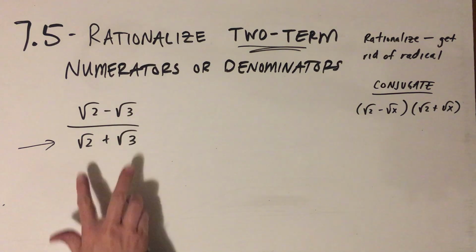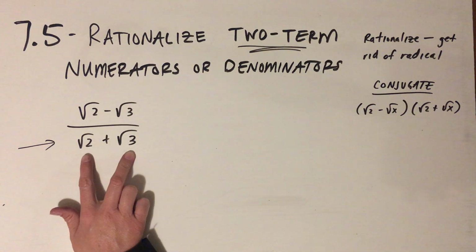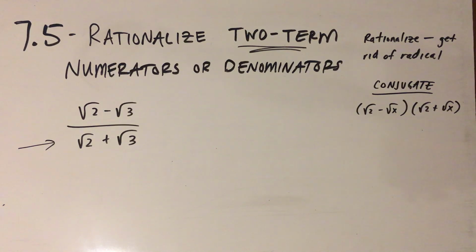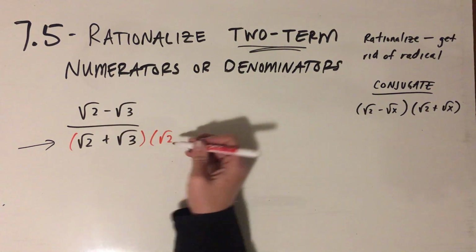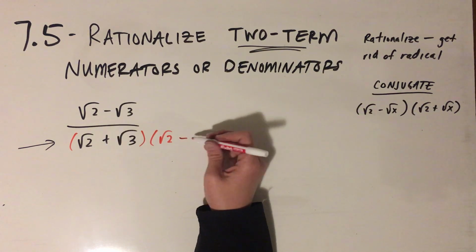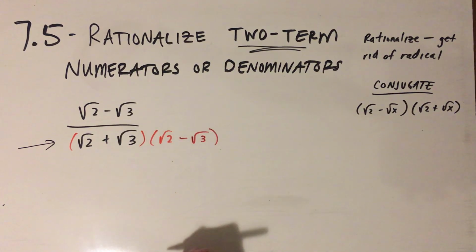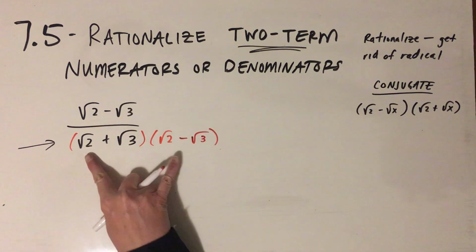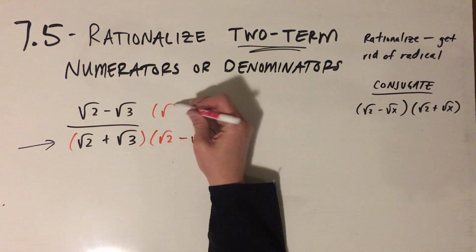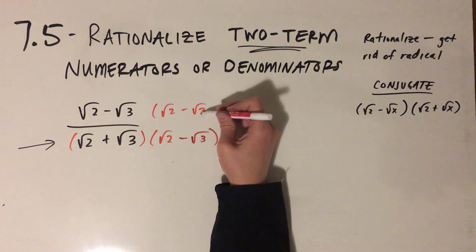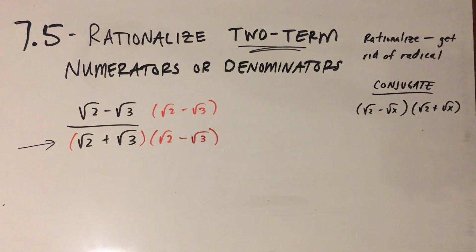The way I'm going to do that is I'm going to say, hey, this is two terms, so I need to find its conjugate. Well, the conjugate is the same two terms with opposite signs. Same two terms, opposite signs. Whatever I do to the bottom, I have to do to the top.